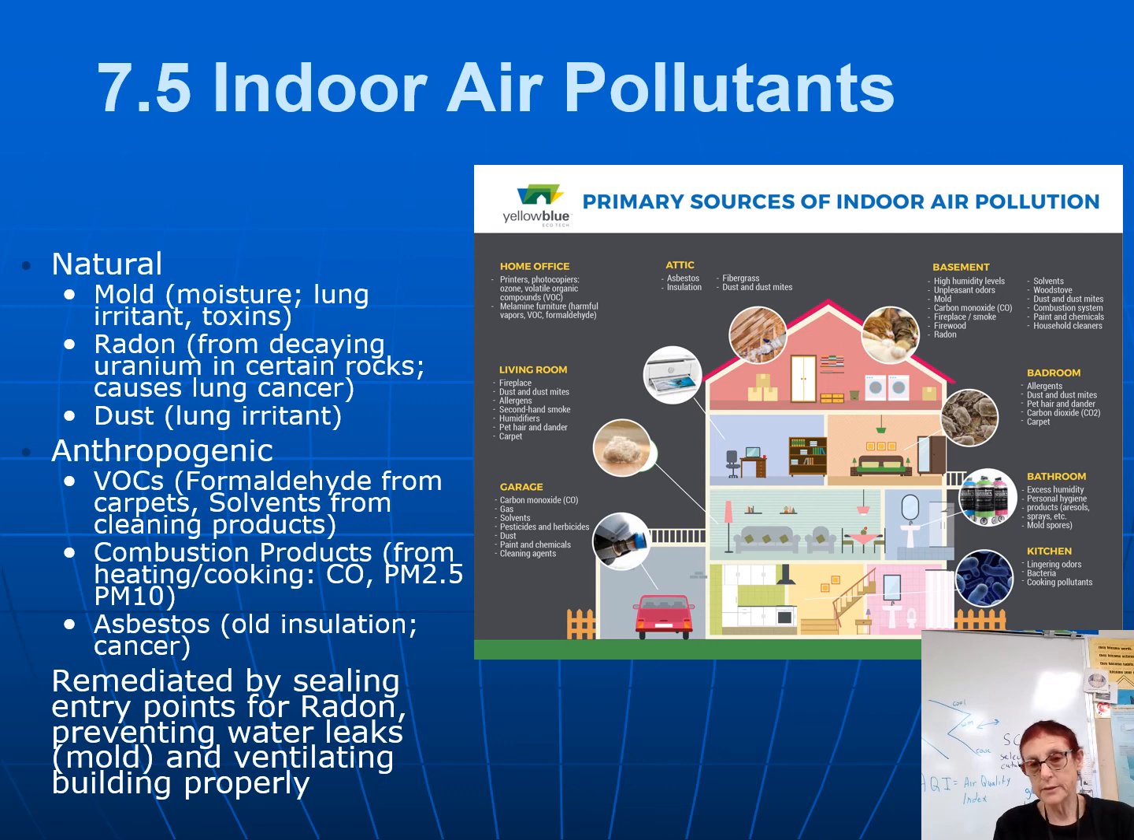Another anthropogenic, or human, source of a problem indoors is asbestos. Asbestos was used as pipe insulation. It was used to make ceiling tiles to help them be flame retardant. Floor tiles had a percent of asbestos. And as asbestos ages, it becomes friable, which means small pieces of it can start to break off. And that's when you can breathe them in. And asbestos is associated with lung cancer.